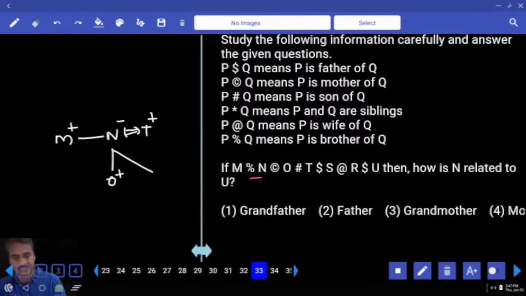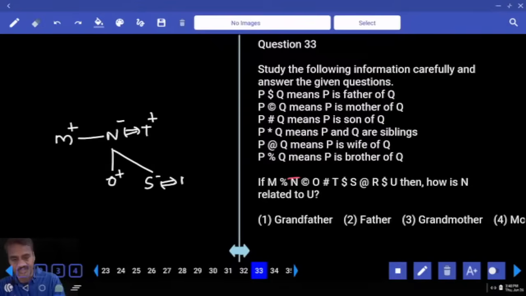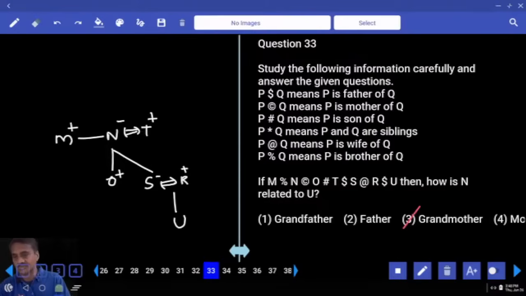Now T is the father of whom? S @ is the wife of R. S and R are a married couple. And next one, R $. R is the father of whom? R is the father of. Then according to this one, how is N related to U? U's mother's mother, grandmother. Choice 3, question number 33.